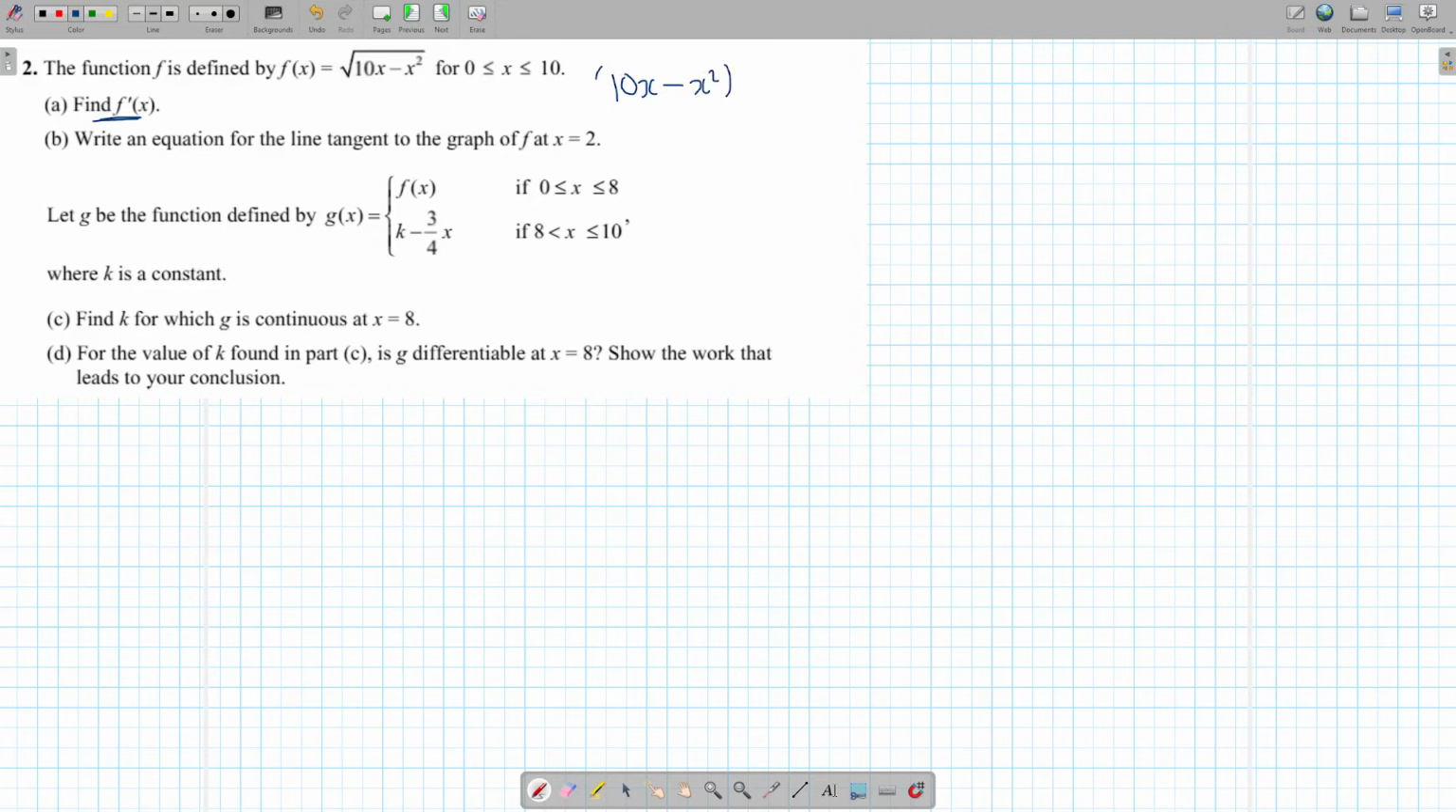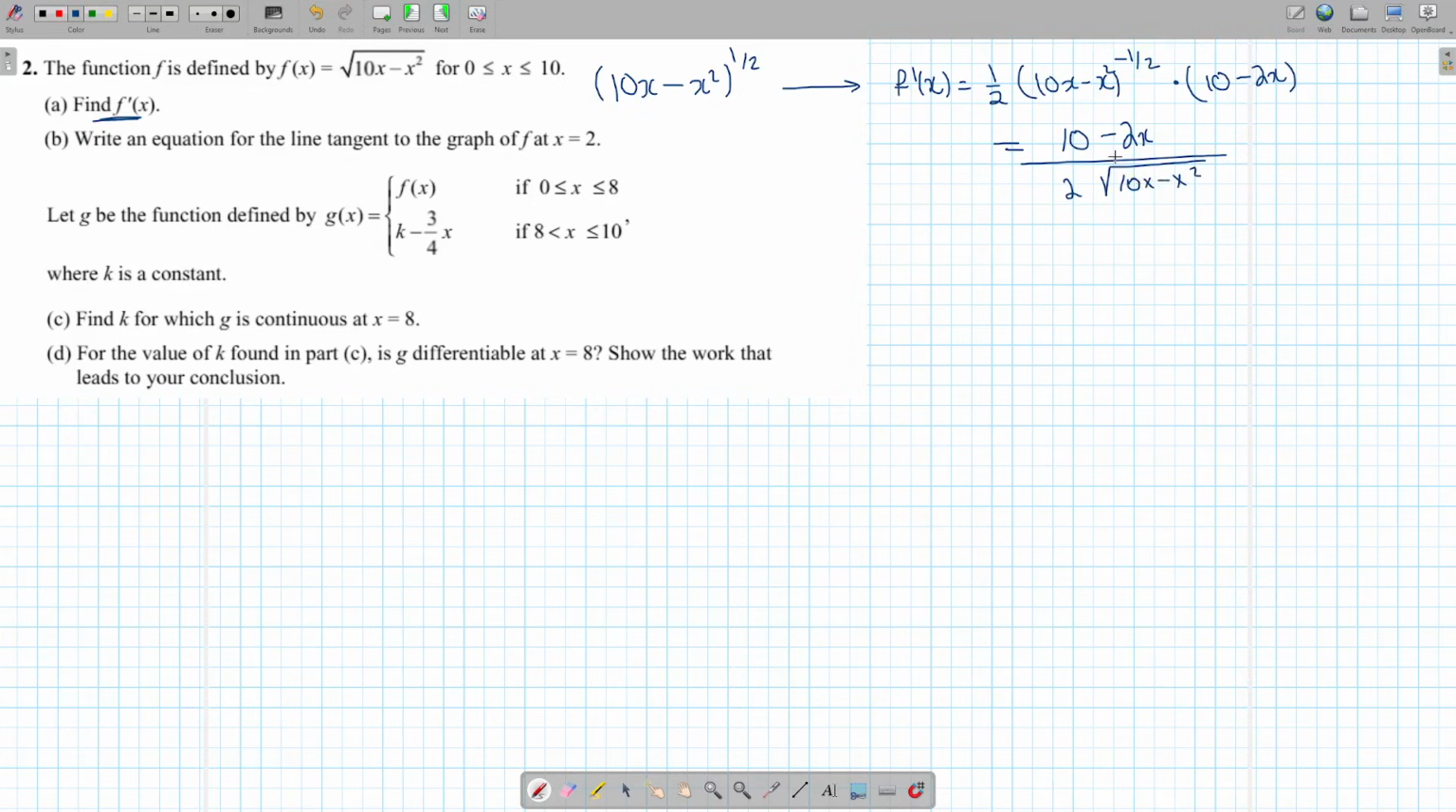10x minus x squared, we change it to the power of half. Then you put an arrow. F prime of x will then be equal to half times 10x minus x squared to the power of negative half, because we subtract 1 from the power, and multiplied by the derivative of what's inside, which is 10 minus 2x. So we're going to end up getting 10 minus 2x over 2 radical 10x minus x squared.